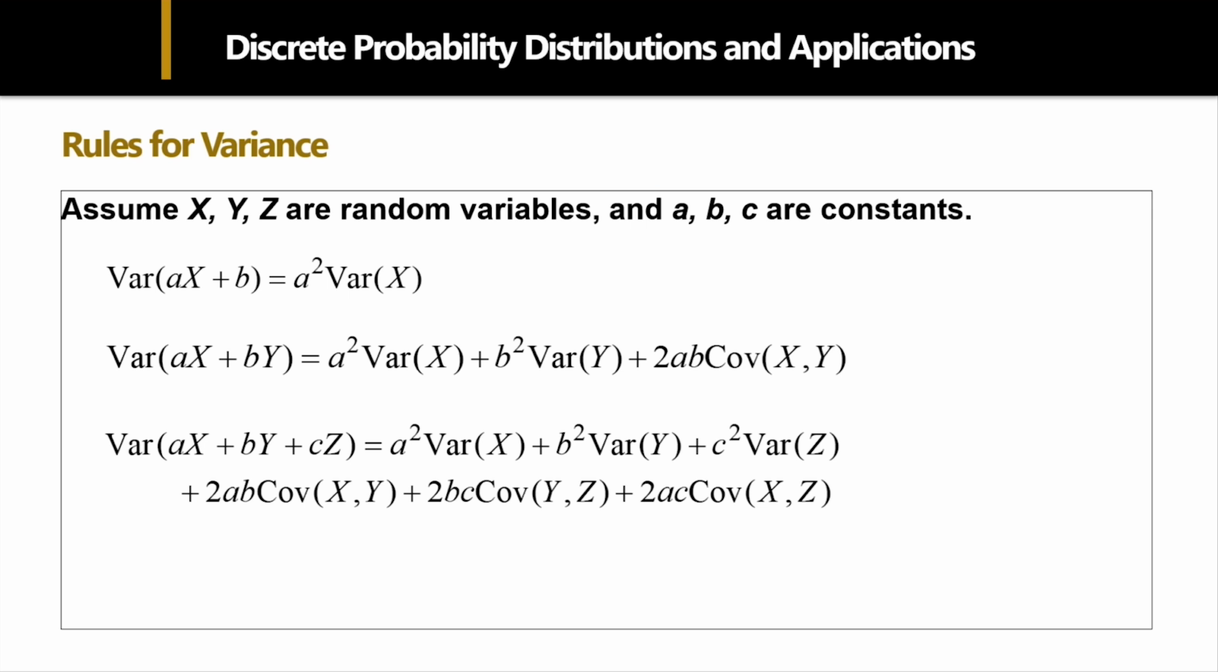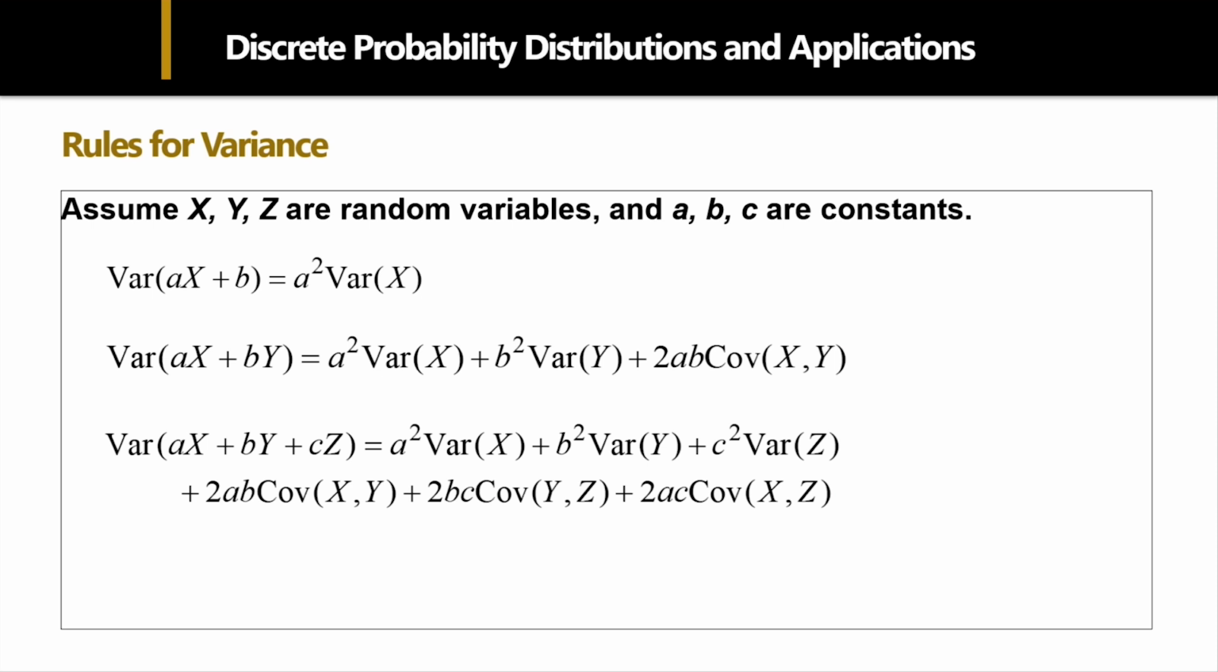Now for variance. Let's assume X, Y, and Z are random variables again, and A, B, C are constants. The variance calculation is a little bit trickier because the variance of AX plus B is not A times the variance of X plus B. It's now A squared times the variance of X. We can add a constant, B, as much as we want, but it doesn't affect the variance at all. It has an influence over the expectation, but not the variance.